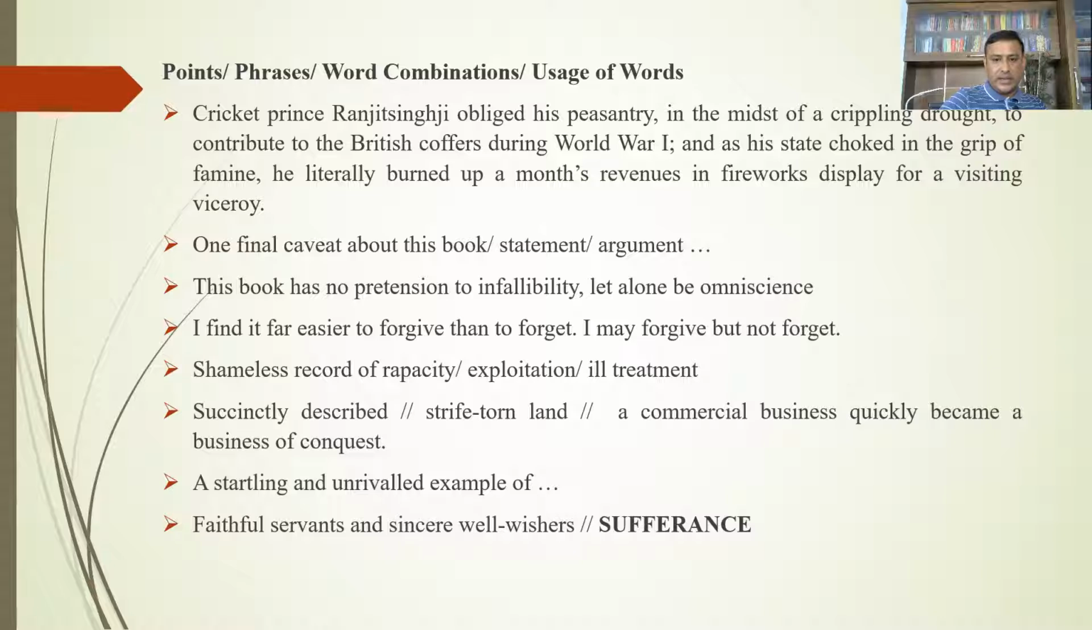So the Britishers started as traders, and they turned out to be the rulers. So that whole trajectory is being traced in this book, that how they started as a commercial business quickly became a business of conquest. A startling and unrivaled example of XYZ. A startling and unrivaled example of exploitation of Indian resources, or you can think of any other replacement. Faithful servants and sincere well-wishers.